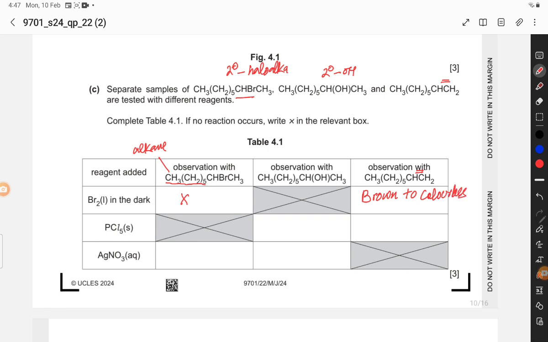So this is PCl5 and this is alcohol. So PCl5 reacts with this alcohol to form haloalkanes and steamy fumes of HCl. So the observation would be steamy fumes of HCl.